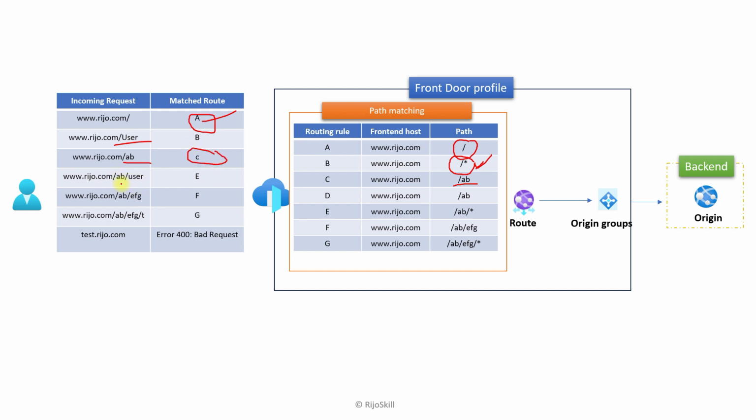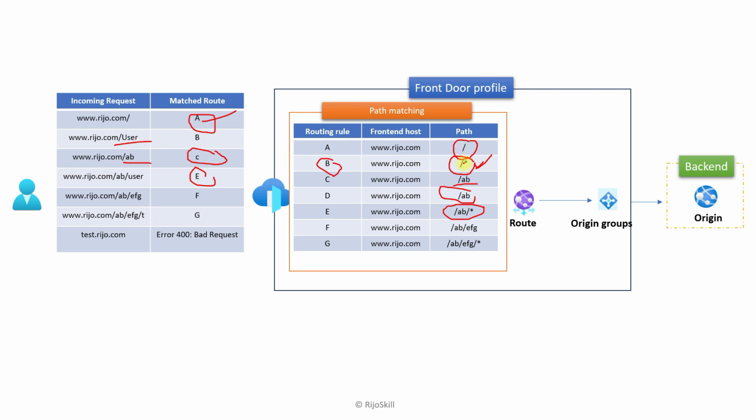Then you can see here ab/user. Only ab is available, but ab star is available, so it will be supported for route E, and if the star is not available, it will be supported by your path rule B also. Now you understand the concept of path matching. Path match will check your matching routing rule for the path.